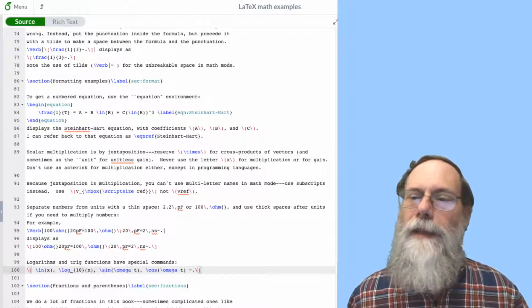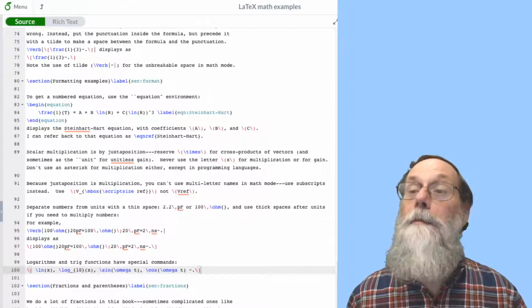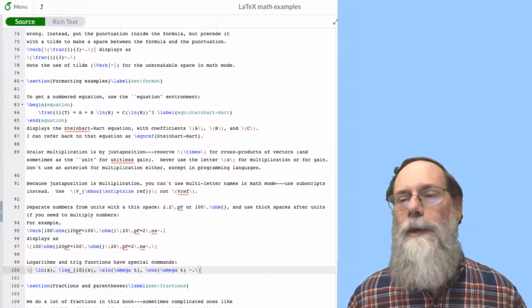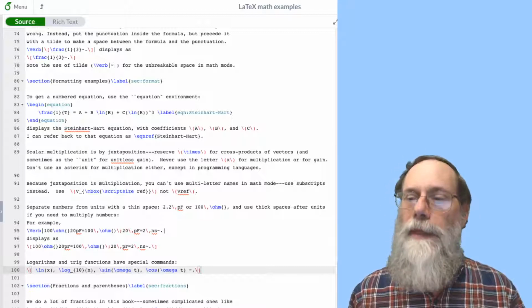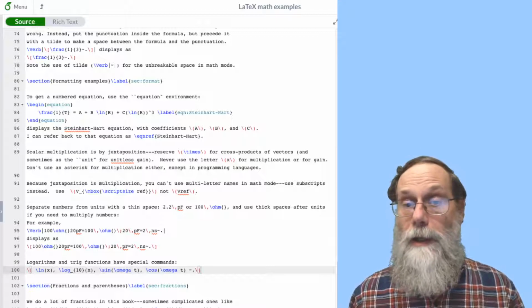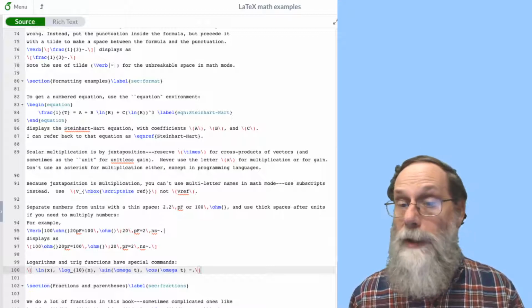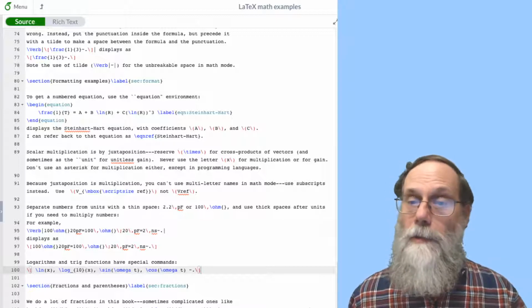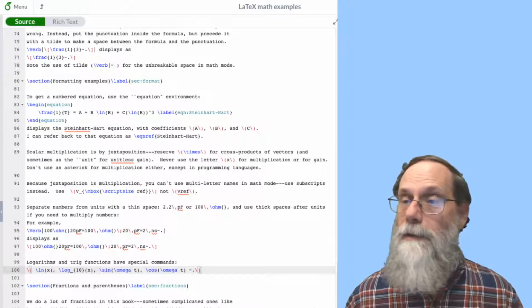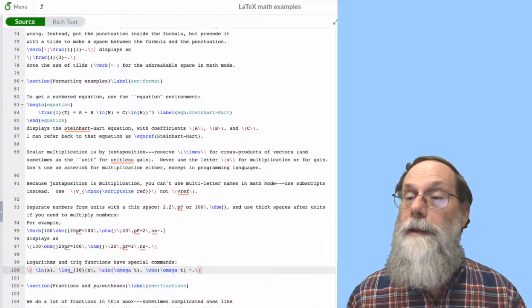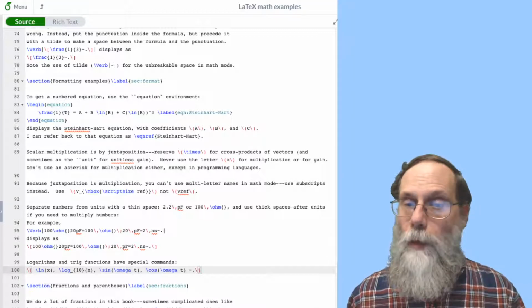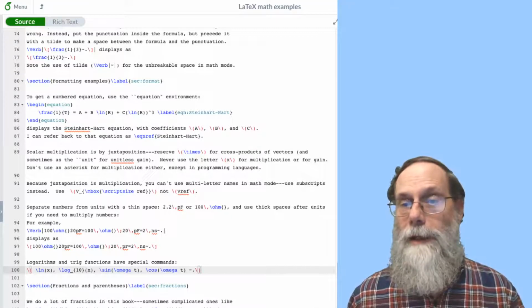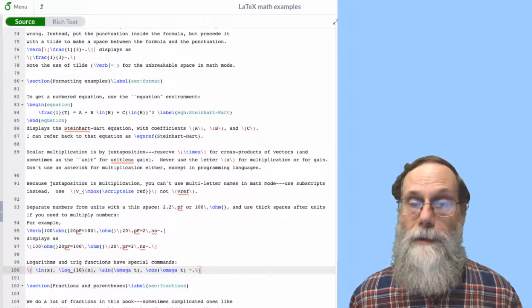If you have things with numbers and units and you want to multiply them together, again, you don't want to just run everything together. Put a thick space where you want a multiplication. And thick space is done with \; (backslash semicolon). And so I've got an example we'll look at in just a moment that shows the difference between cramming everything together without the spaces and with the \; and \, for the thick space and the thin space.